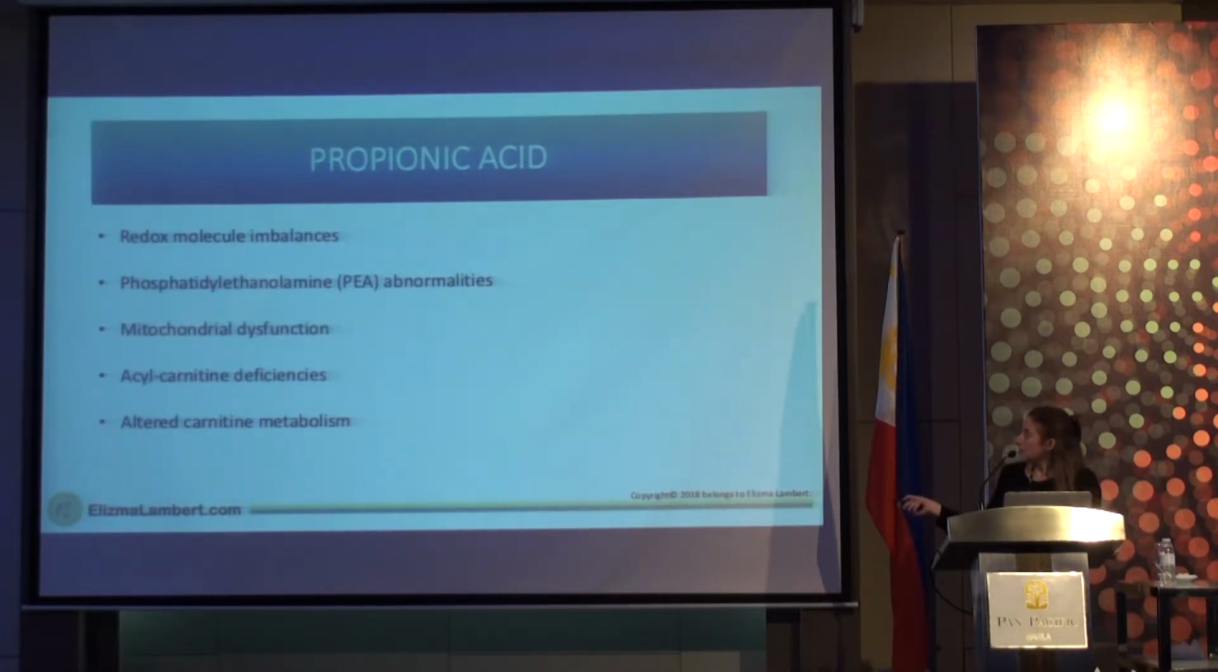Some other abnormalities that you can often also see are, like I talked about, redox molecule imbalances from what we talked about yesterday, but also abnormalities in your phosphatidylethanolamine levels, which has a huge effect on neurotransmitters, can have effects on mitochondrial dysregulation, acyl-carnitine deficiencies, and also altered carnitine metabolism.